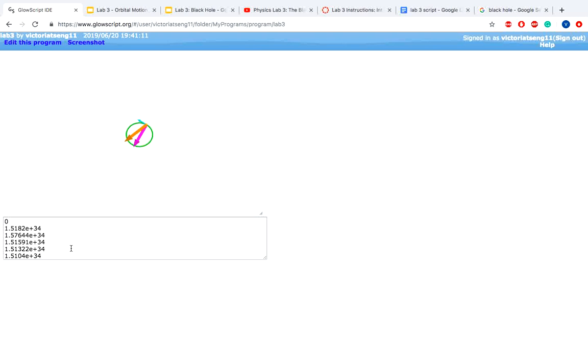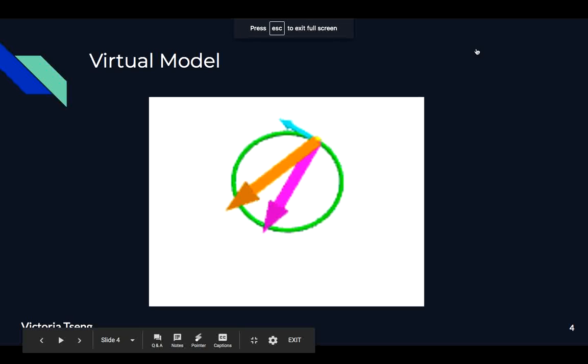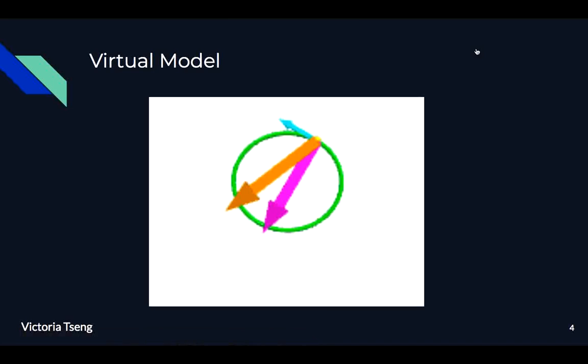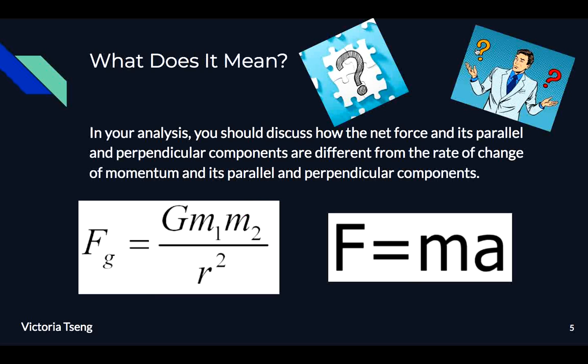When we run the code, we see that most of the numbers are close to 1.5 times 10 to the 34th, so we can just use the second value as a good estimate for the mass of our black hole. Looking closer at the model, the orange arrow represents the net force, the magenta represents the perpendicular component, and the blue represents the parallel component.